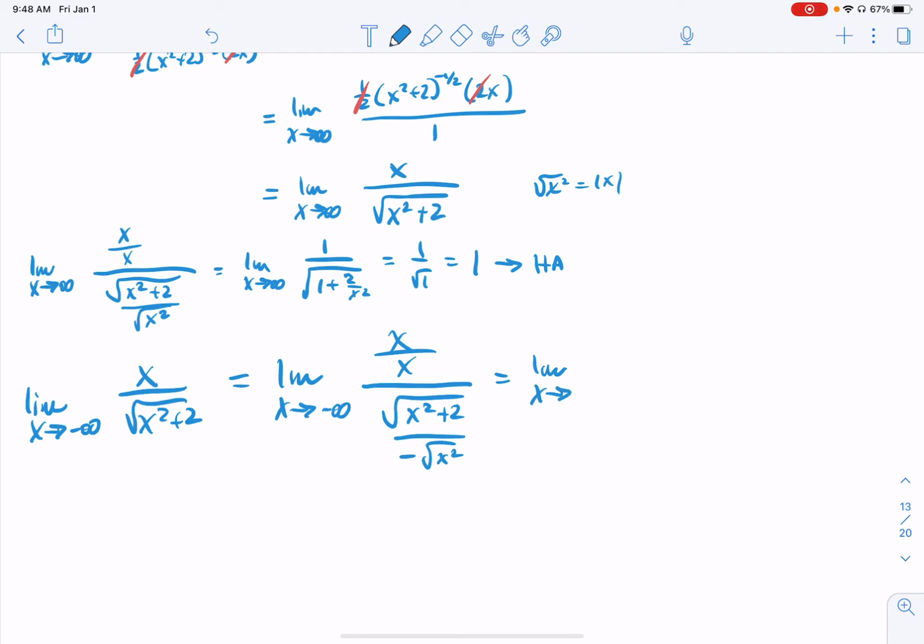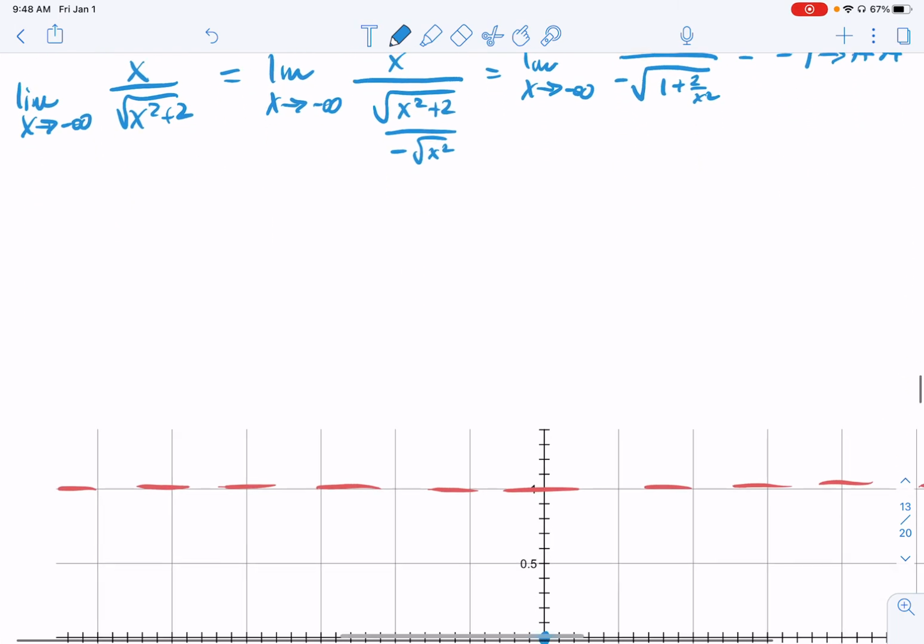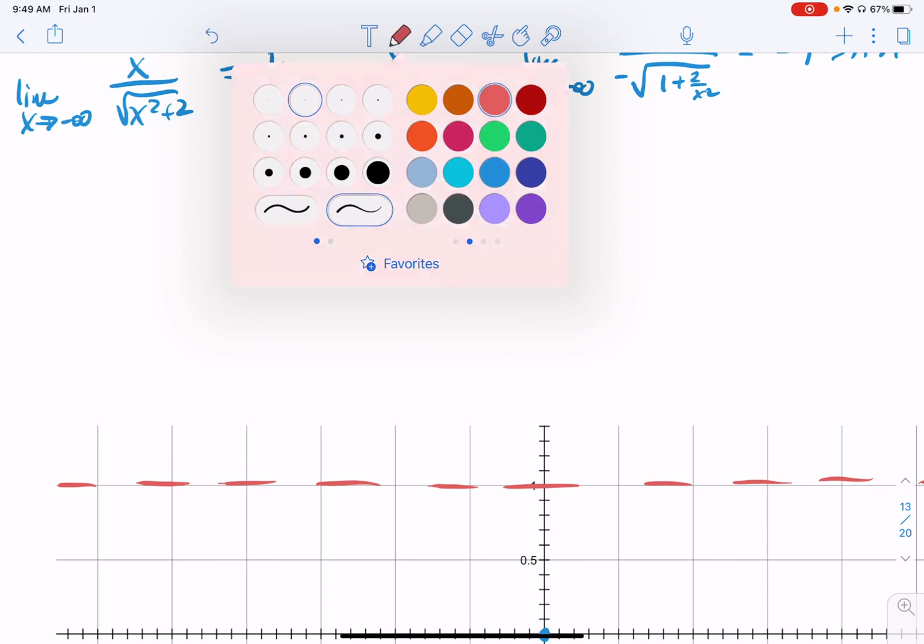All right, all this to say that this is equal to the limit as x approaches negative infinity, 1 on the top, square root of 1 plus 2 over x squared. Don't forget about the negative sign on the outside, which means that this one is going to go to -1. Another horizontal asymptote. What do you know? Let's go ahead and dash this one in here.